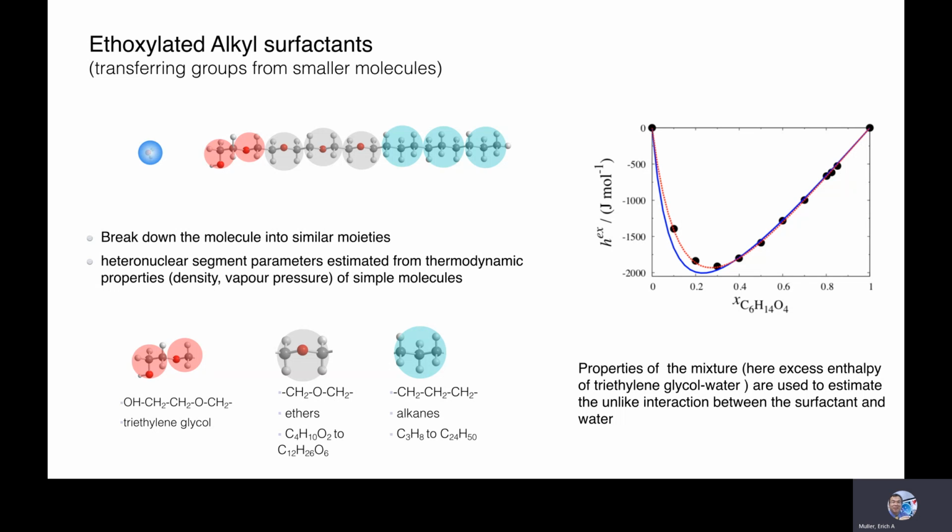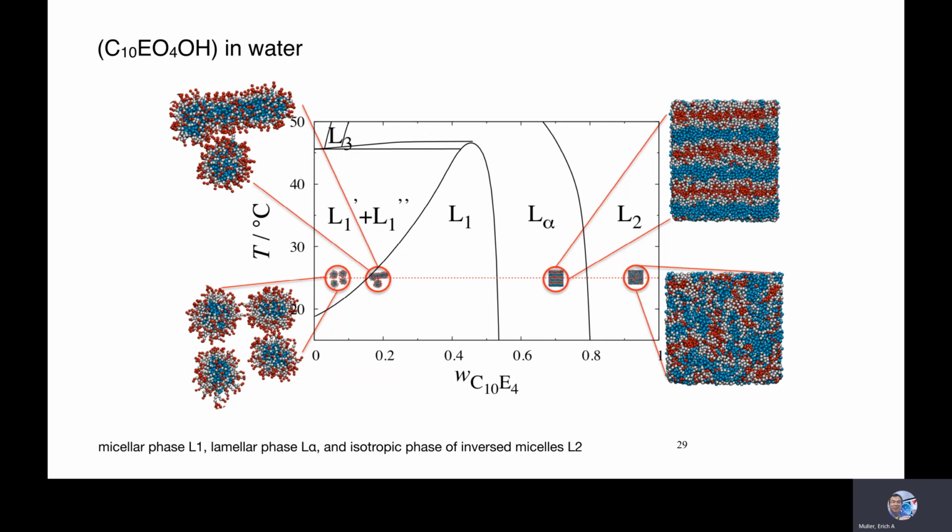It's very interesting to see that using these parameters and without further adjustment, we were able to look at the different morphologies of these surfactants in water. We went all the way from the micellar region to the worm-like regions, being able to predict lamellar phases and inverse micelles, all with the same set of parameters.